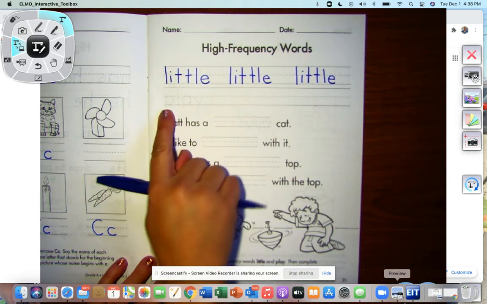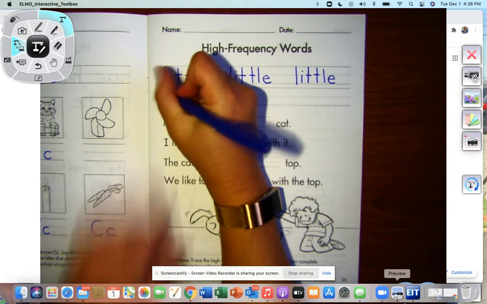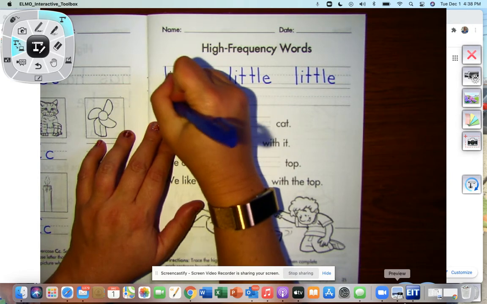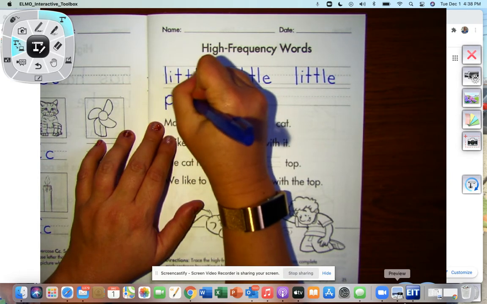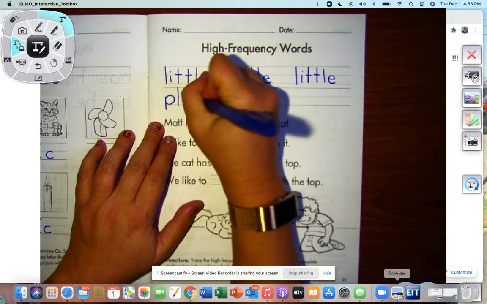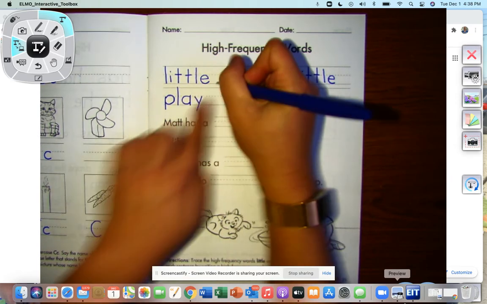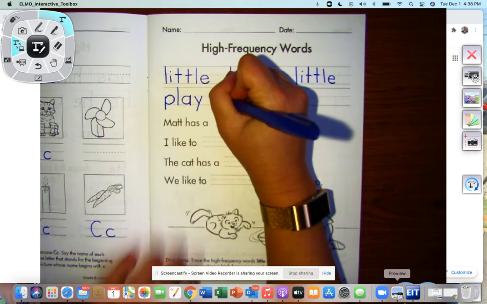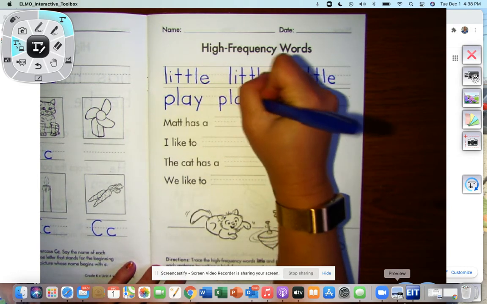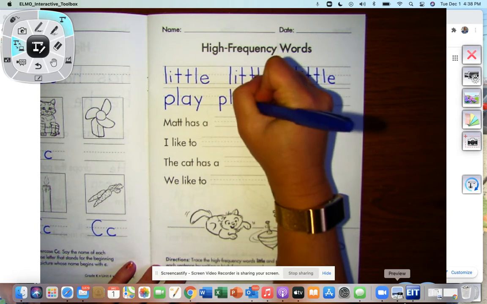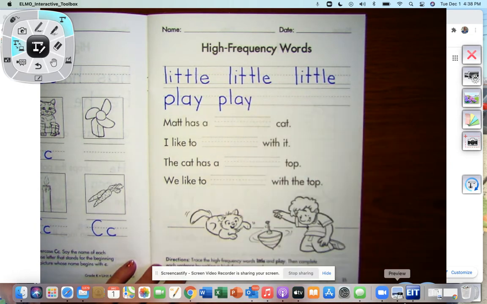All right, and now we have our word play. We learned that today. Play. P-L-A-Y. And again, finger space. And write P-L-A-Y. And go on down the line till you fill it up.